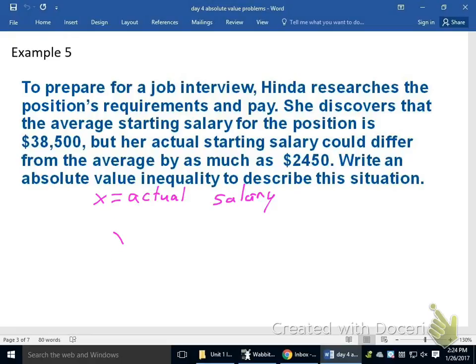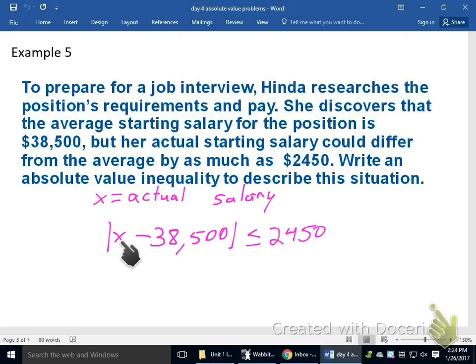The difference between her actual salary and $38,500 has to be kept within absolute value, less than or equal to, because it could be by as much of a difference of $2,450. The difference between her actual salary and the $38,500 has to be within this amount.